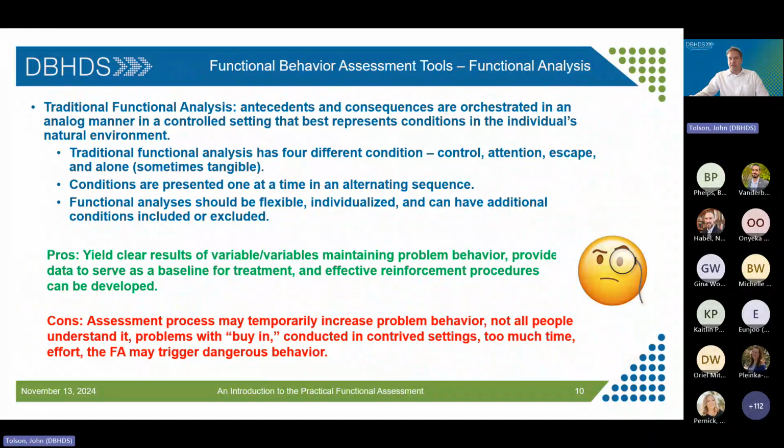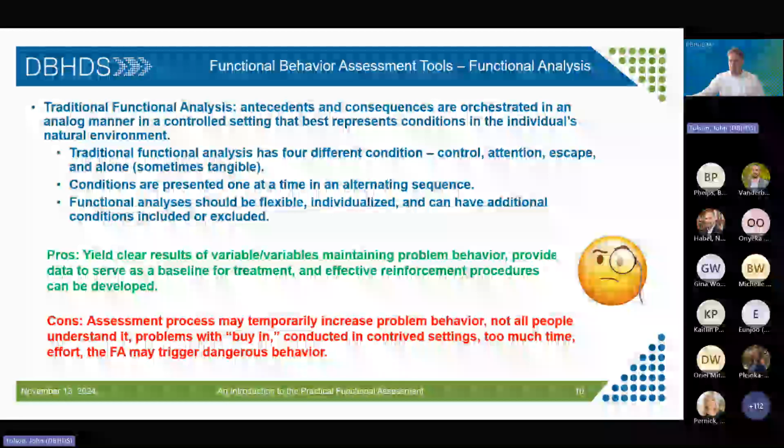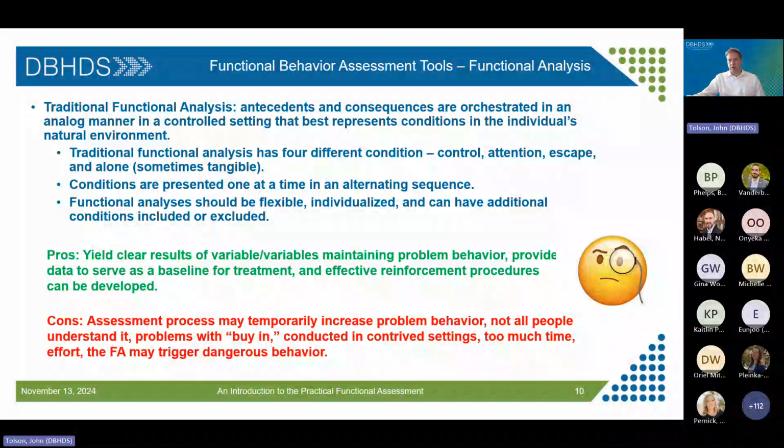The functional analysis is the gold standard in verifying variables that are maintaining problem behavior. Traditional functional analyses are often referred to as analog, as different conditions are rotated in a systematic manner, typically in a controlled setting. A functional analysis usually has 4 different conditions comprised of a control play condition, attention, escape, and ignore or alone, and sometimes a tangible condition may replace one of the conditions or is peppered in there.